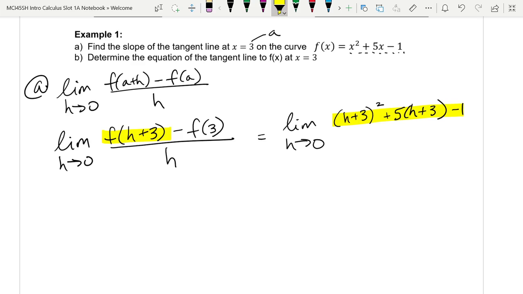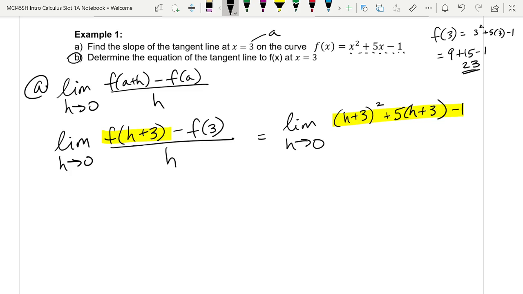I still need to actually figure out what f of 3 is. I might even do that as a scrap calculation on the side, because it'll probably be useful in part B to know the y coordinate when x is 3. So f of 3 is 3 squared plus 5 times 3 minus 1, which is 9 plus 15 minus 1. So I think that's 23.